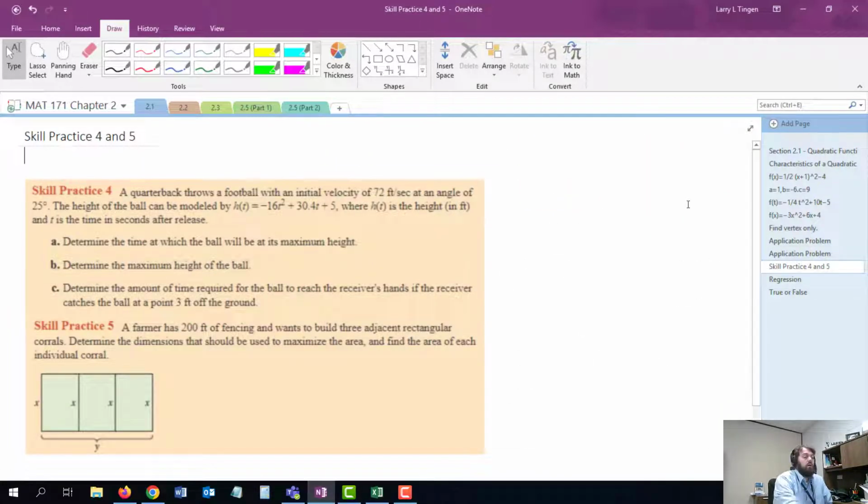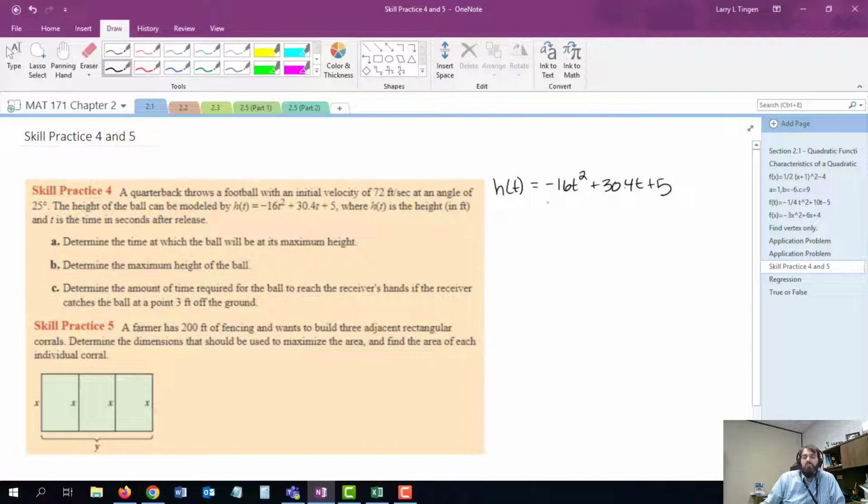Okay. Now, skill questions 4 and 5. I've got a quarterback who throws a football with an initial velocity of 72 feet per second at an angle of 25 degrees. The height of the ball can be modeled by the equation h of t is equal to negative 16t squared plus 30.4t plus 5, where h of t is the height of the football and t is the time after release.